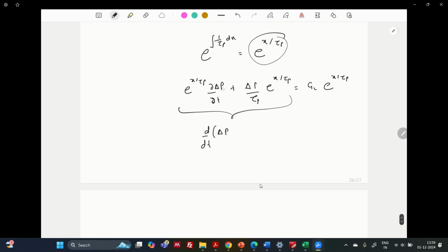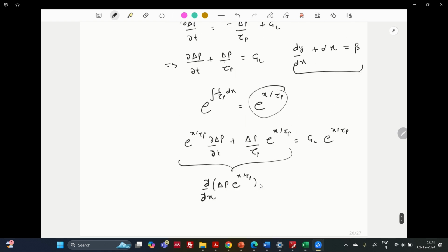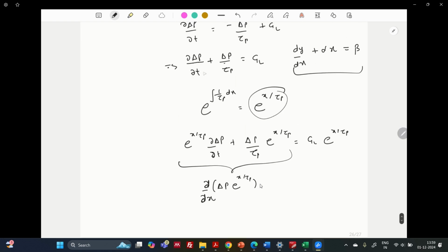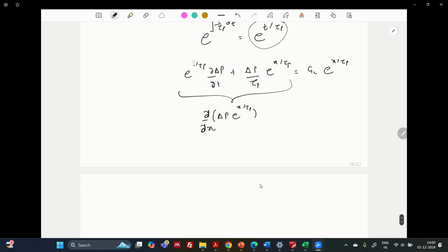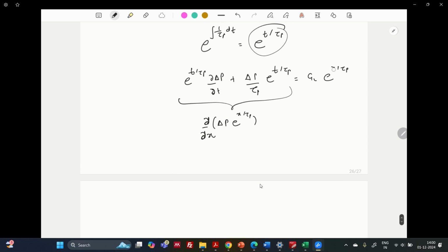Okay, so I have this delta P here into e to the power x by tau P. So what will be the differentiation of this thing with respect to time? This is a partial differentiation. So with respect to time, the differentiation is going to be, oh sorry, I think I made a mistake here. Because the variable here is t, so this should be t. This should be t. Because my x is actually t. There is no x because those gradients were 0. Okay. Now everything is in terms of time.